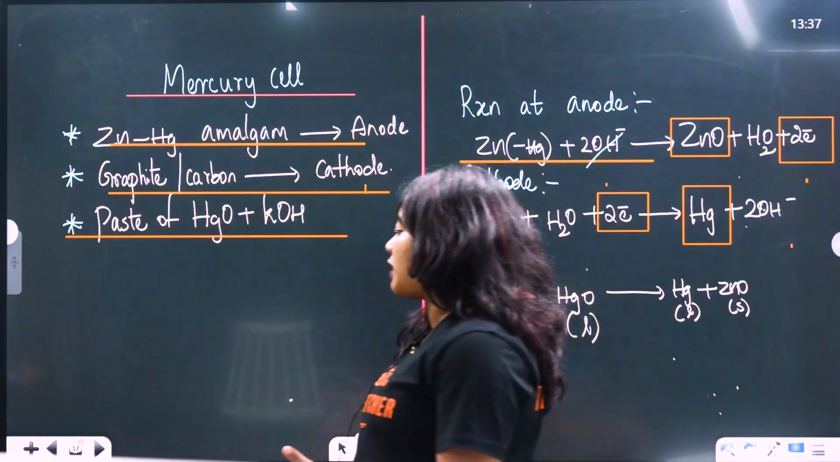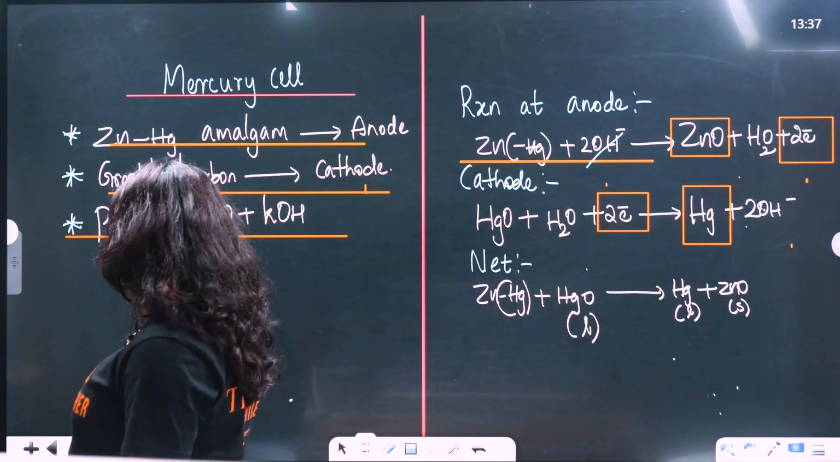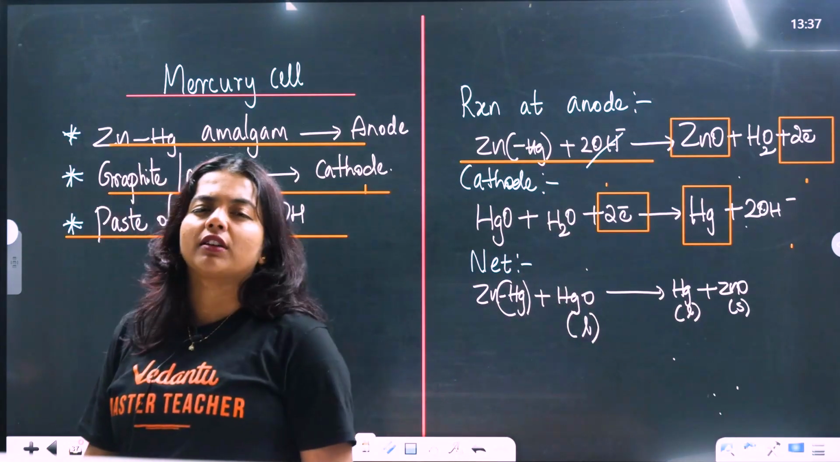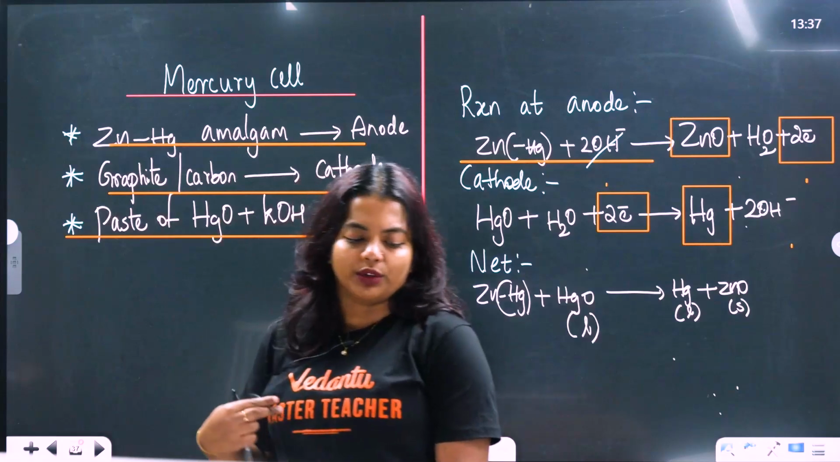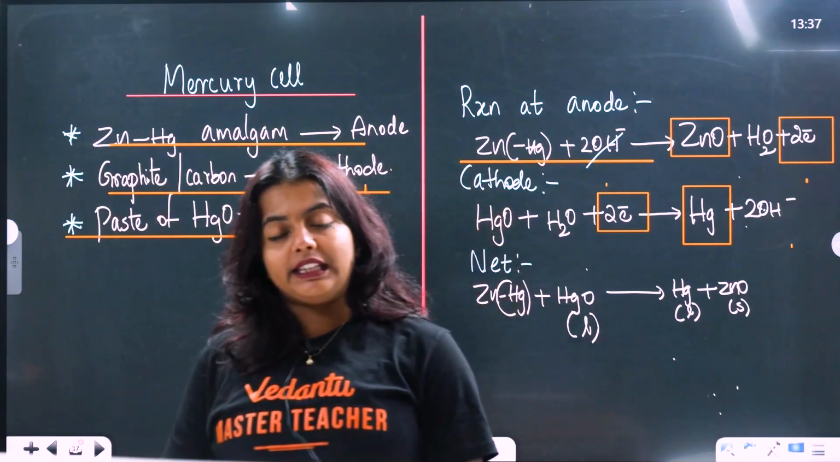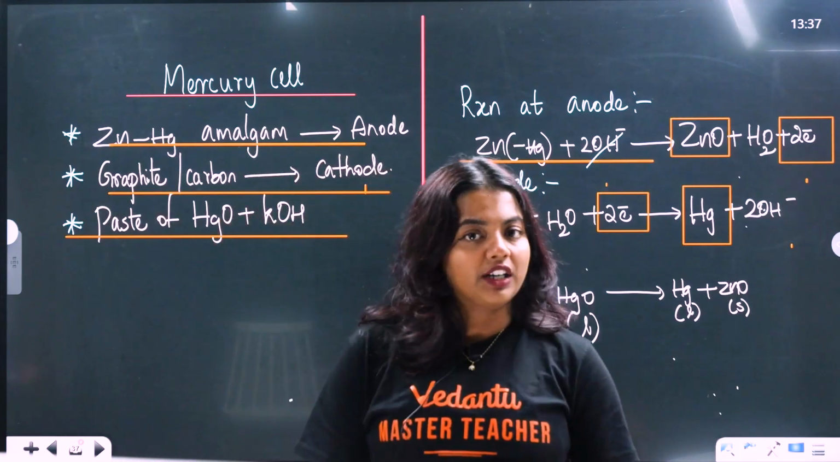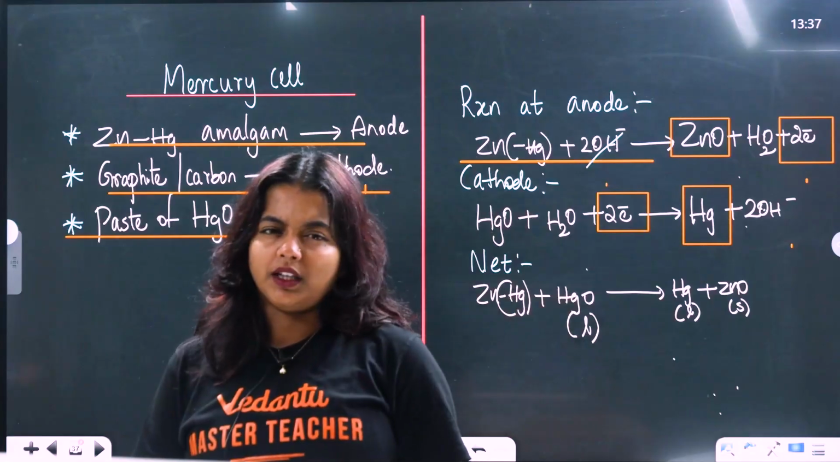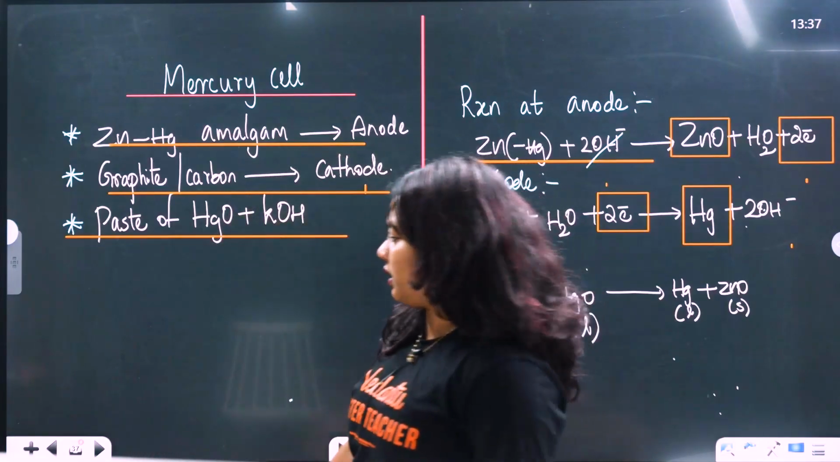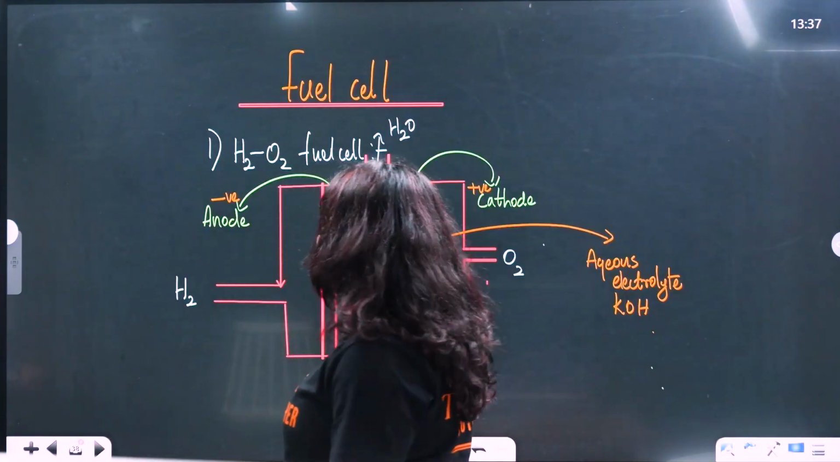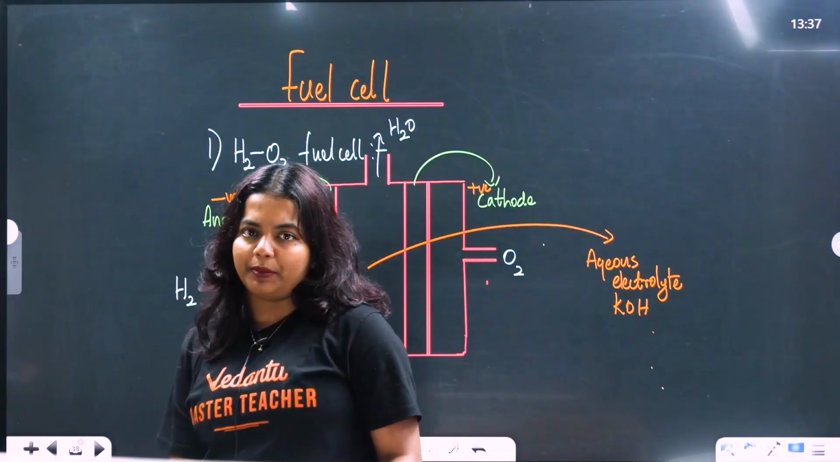So the first one was the primary cell, the dry cell, which we have studied. Now the mercury cell. They will ask just one-word questions, like what we are using as a cathode and what we are using as an anode. That is how they will ask, so don't worry about that.